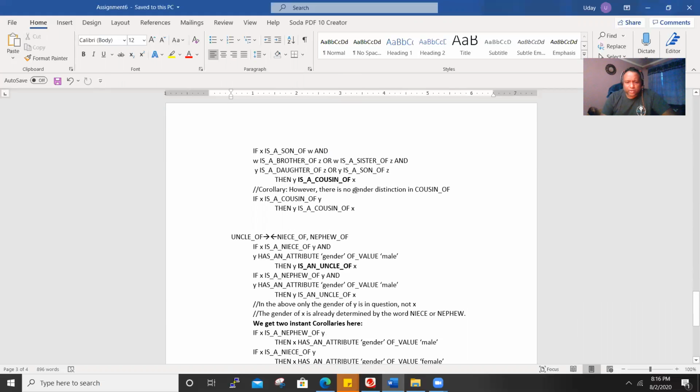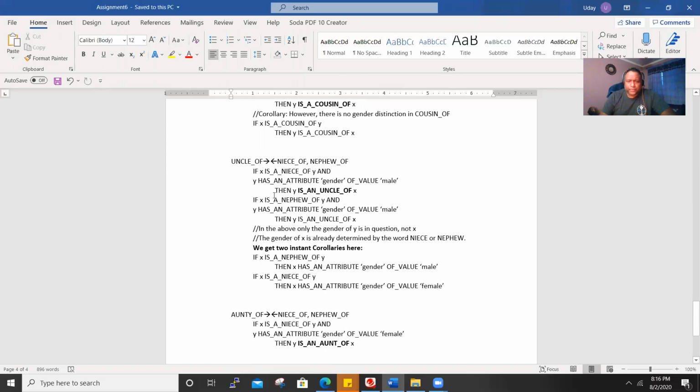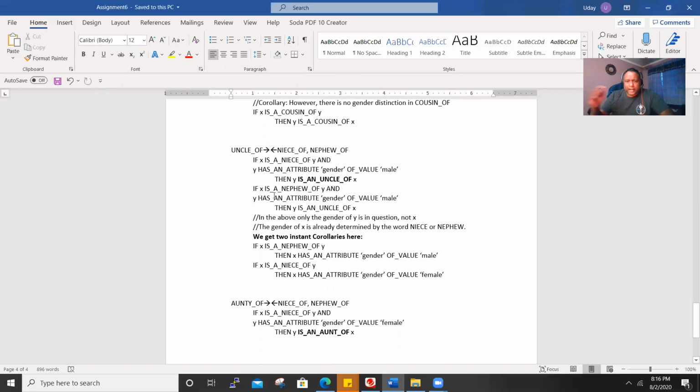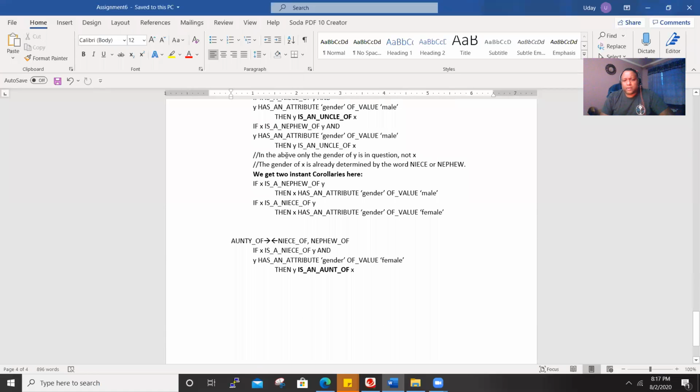So it's straightforward. And now we have uncle, and niece of, nephew of. If X is a niece of Y, and Y has the attribute male, then Y is an uncle. So we're now defining the uncle. And if X is a nephew of Y and Y has attribute male, then Y is an uncle of X. So this is for both niece and nephew. In the above, only the gender of Y is in question, not X. The gender of X is determined by the word niece or nephew. So by just using the word niece or nephew, we're automatically determining the gender of the person.